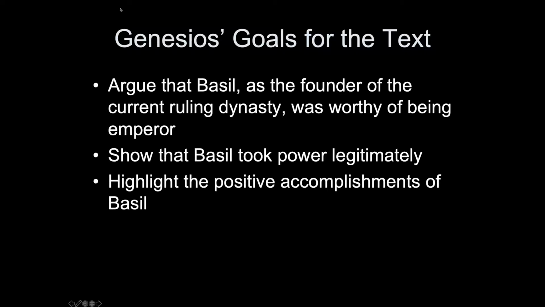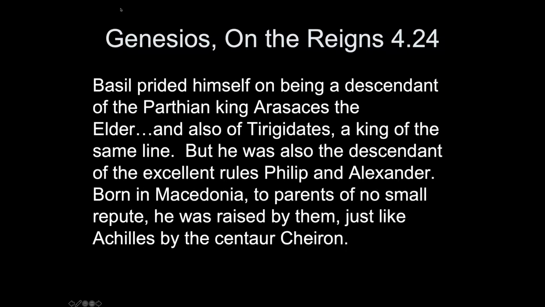But despite that fact, Genesius introduces and basically manufactures out of thin air a noble family background for Basil. So Basil, we're told, prided himself on being a descendant of the Parthian king Arsaces the Elder, but also of Tiridates, the king of the same line. But he was also the descendant of the excellent rulers Philip and Alexander. Born in Macedonia to parents of no small repute, he was raised by them just like Achilles by the centaur Chiron.